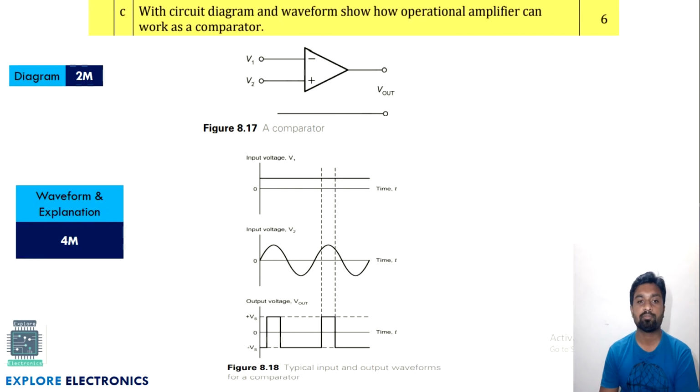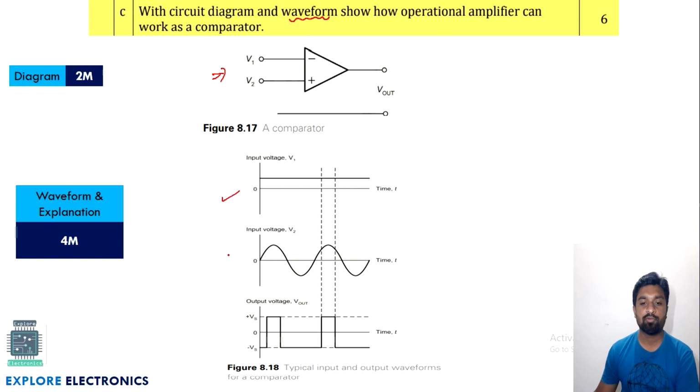for the question. And then, with a circuit diagram and waveform, show how operational amplifier can work as a comparator. So this question is a straightforward question on amplifier or operational amplifier. So this is an op-amp circuit. For this we need to write the waveform. In the question they have asked to write the waveform also.